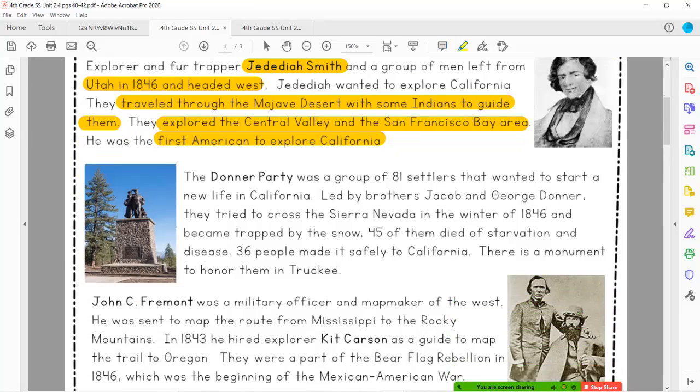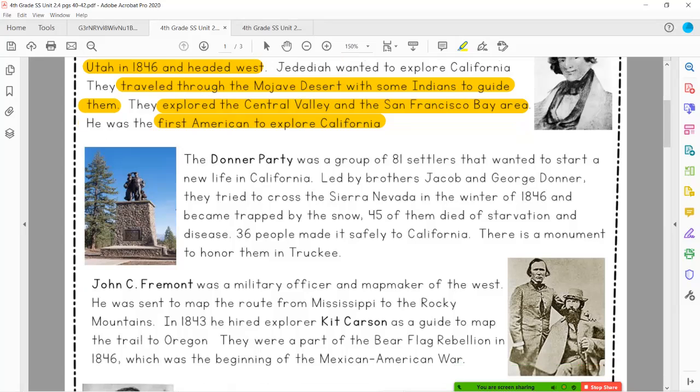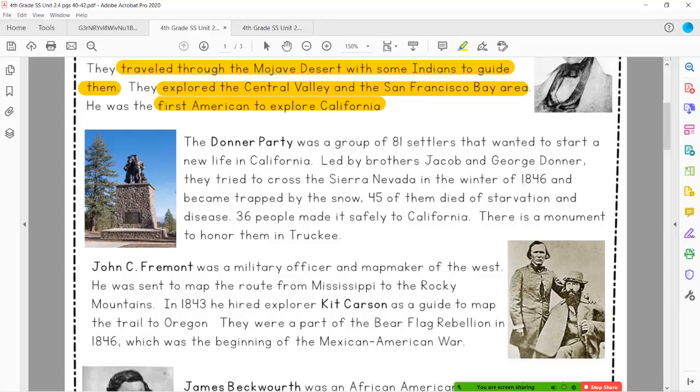The Donner Party was a group of 81 settlers that wanted to start a new life in California. Led by brothers Jacob and George Donner, they tried to cross the Sierra Nevada in the winter of 1846 and became trapped by the snow. 45 of them died of starvation and disease. 36 made it safely to California. There is a monument to honor them in Truckee.